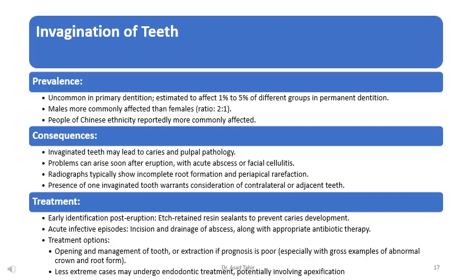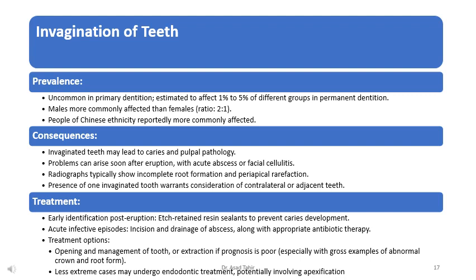Invagination of teeth. Prevalence. Uncommon in primary dentition, estimated to affect 1% to 5% of different groups in permanent dentition. Males more commonly affected than females, ratio 2 to 1. People of Chinese ethnicity reportedly more commonly affected. Consequences. Invaginated teeth may lead to caries and pulpal pathology. Problems can arise soon after eruption, with acute abscess or facial cellulitis. Radiographs typically show incomplete root formation and periapical rarefaction. Presence of one invaginated tooth warrants examination of contralateral or adjacent teeth.